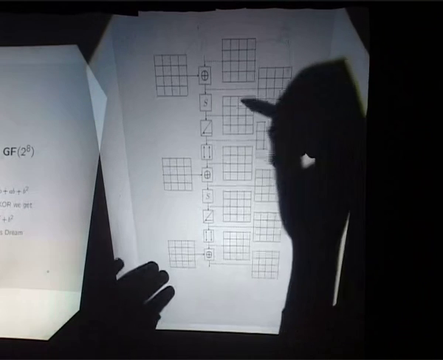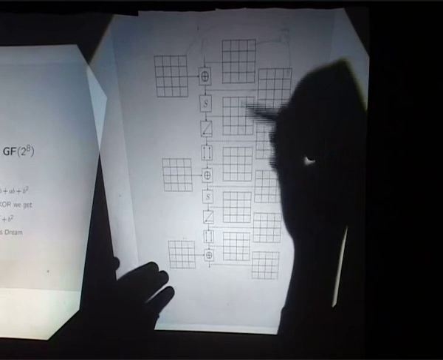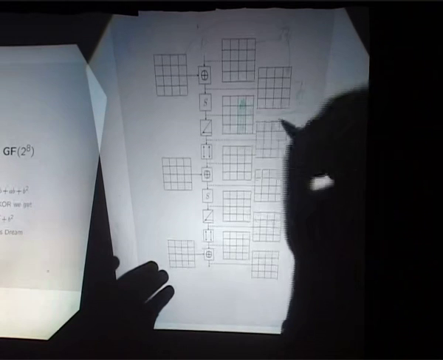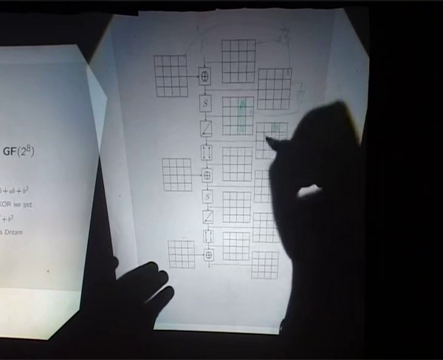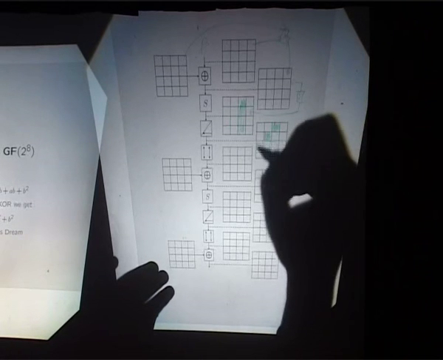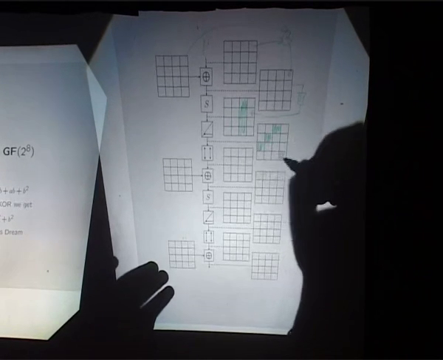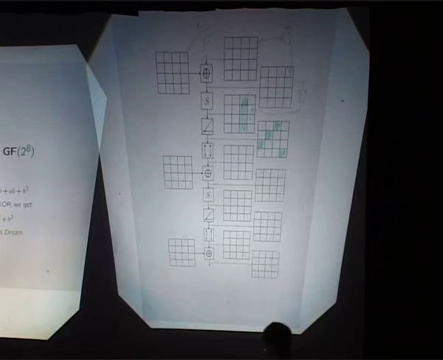So if we have this column here, the first byte stays in place, the next byte moves left 1, this moves left 2, and this moves left 3. So that's how it just redistributes the bytes.